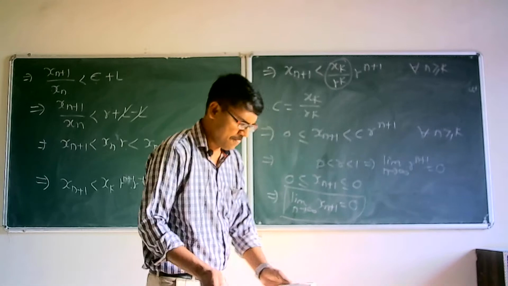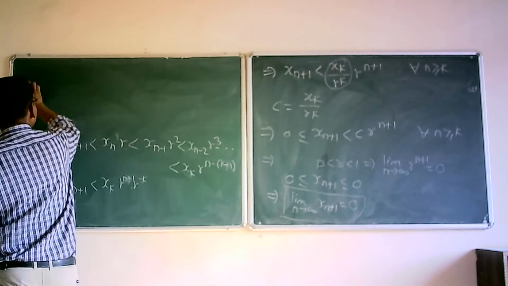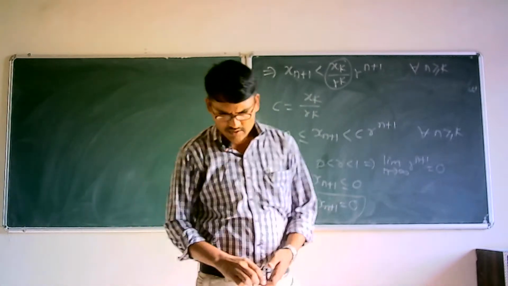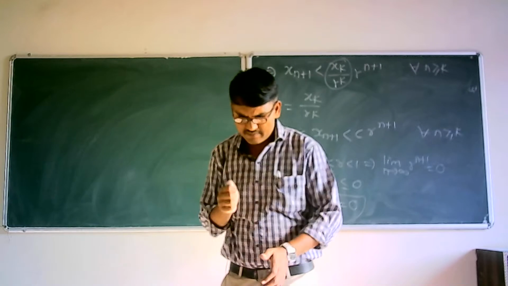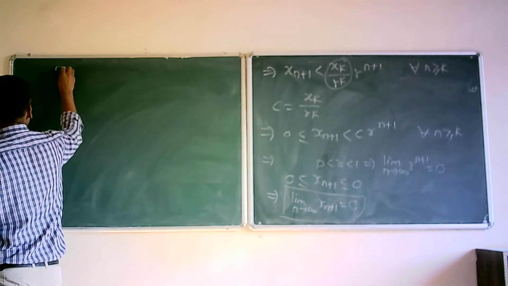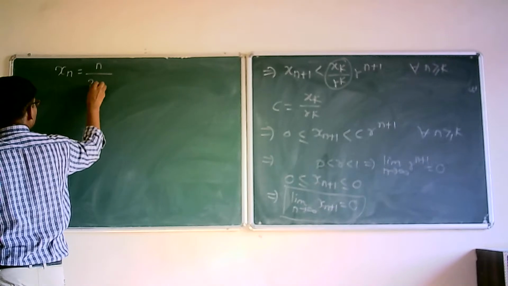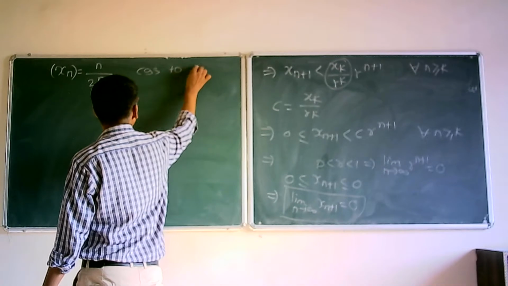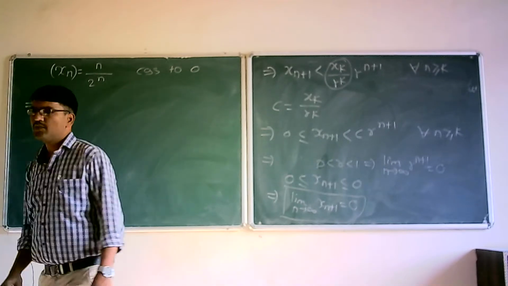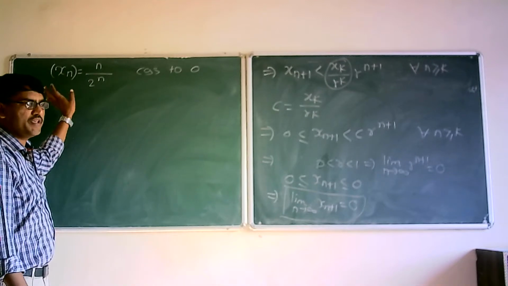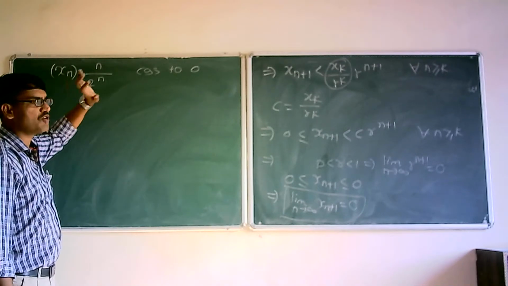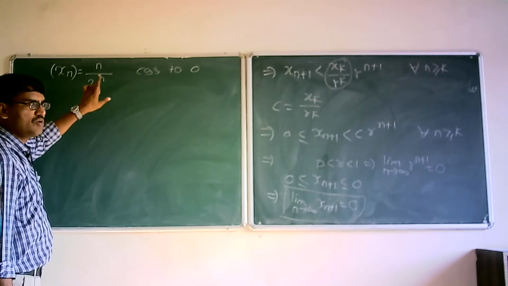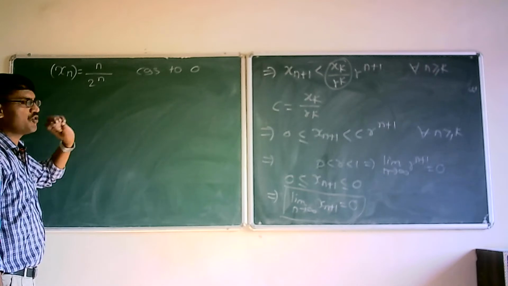Now, for example, show that x_n = n divided by 2^n, this sequence converges to 0. Now this sequence is a sequence of positive real numbers for every n. Or you can check: put n equal to 1, then it is positive; n equal to 2. Each term is positive, therefore it is a sequence of positive real numbers.